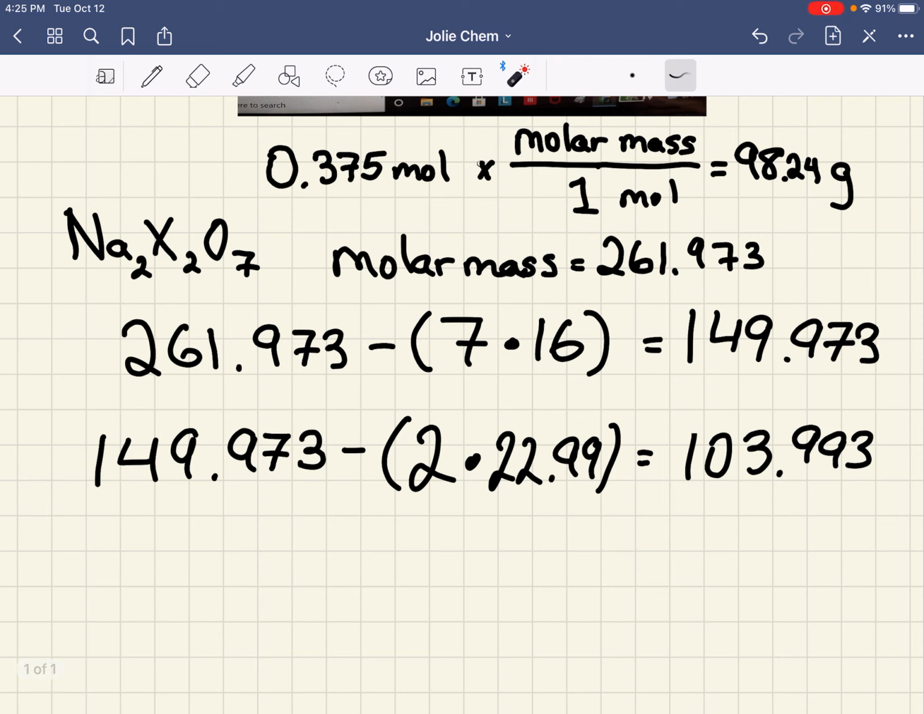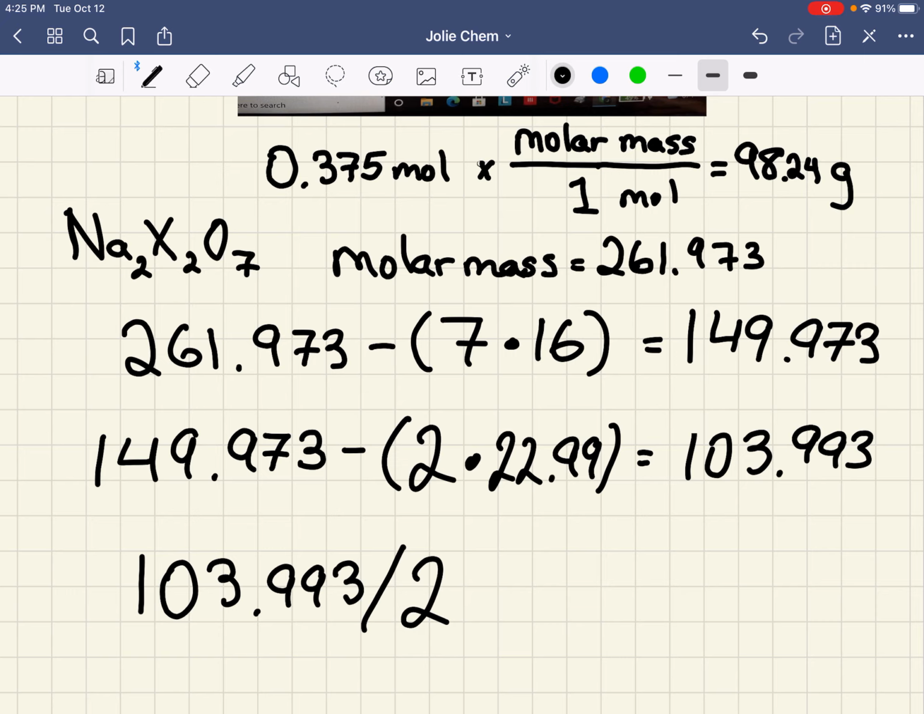So if we got rid of this and we got rid of this, what does that leave us with? Just the X2. And if there's 2 X elements, if there's 2 of them, the best way to do this would be to divide by 2, because we have 2 of them. We only want to see what the mass of 1 is, and it gives us something like 51.9965. Now here you have the final weight of just 1 X.